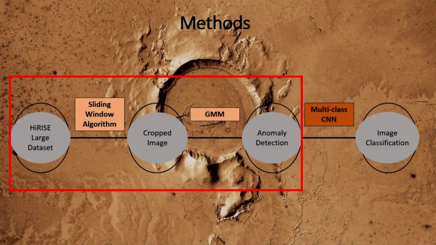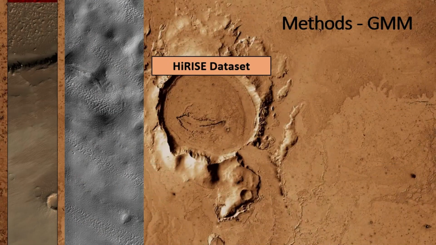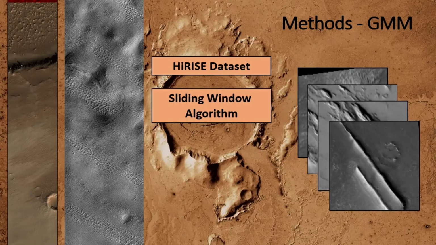For our GMM training dataset, we randomly sample from the unlabeled HiRISE dataset, and we break each image into equal windows via a sliding window algorithm. We pre-process the cropped images by first applying a Gaussian blur, then a Laplacian filter, and a Canny edge detector to extract a filtered image that contains just the edges.